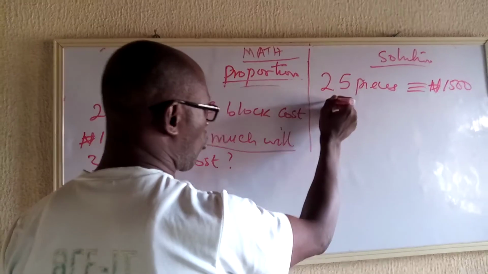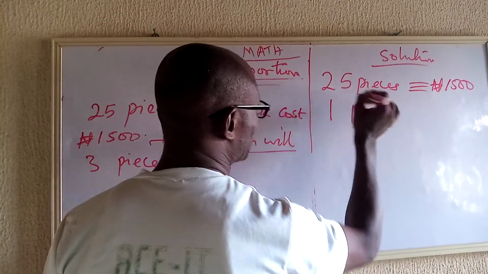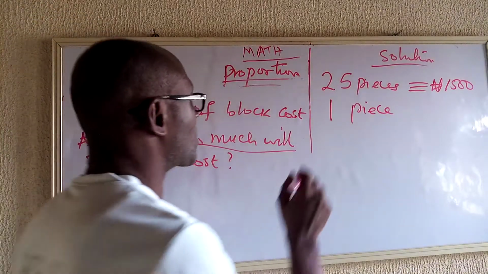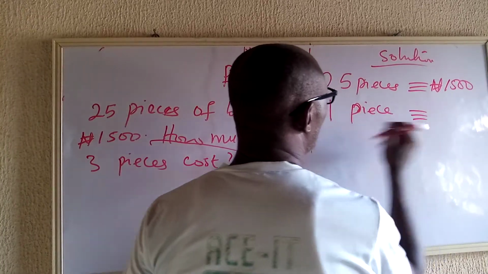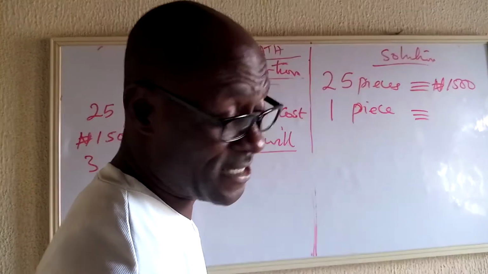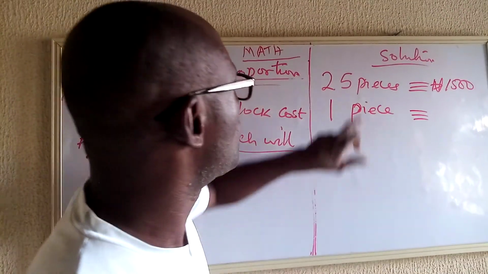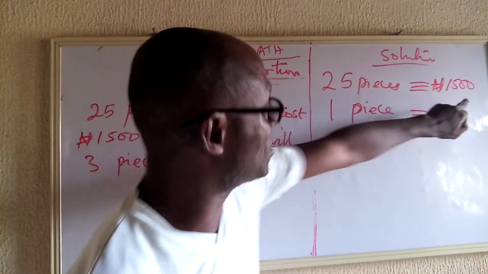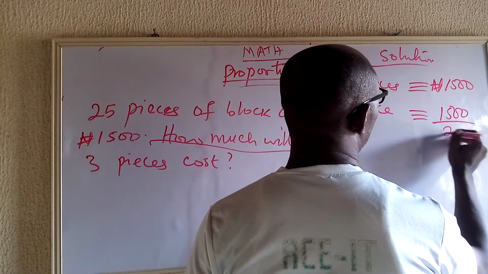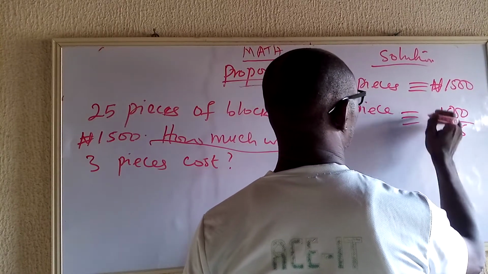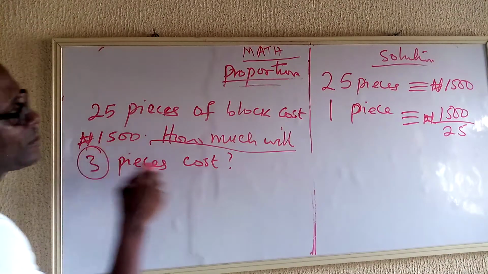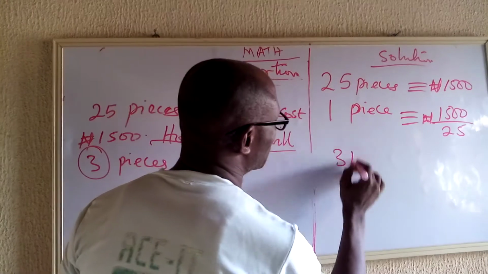What do you do next? 1 piece. Please don't forget that. That's the step. With this step, you can't get it wrong. 1 piece of block, will 1 piece cost more than 1,500 or less? It will cost less. And less means division. That means you will use what is on the left to divide what is on the right. That will be 1,500 over 25 naira. But we are interested in 3 pieces. So I will now move from 1 to 3 pieces.